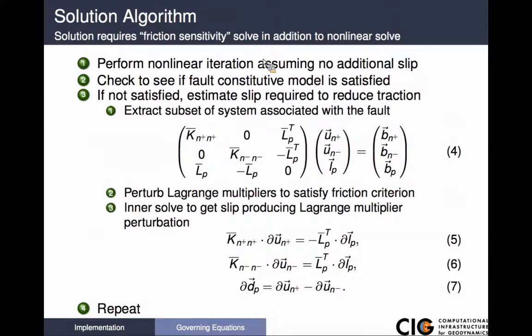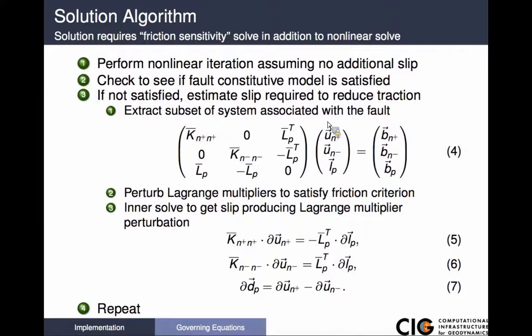If it's not satisfied, because we have the Lagrange multipliers as an unknown and generally the slip on the right-hand side, we want to estimate the slip required to reduce the traction so that it is consistent with the fault constitutive model. Say we're driving the shear stresses by deforming the domain, so we're increasing the shear stress on the fault. At some point we realize that the fault needs to slip, because the shear stress is above the allowed shear stress by the friction model.